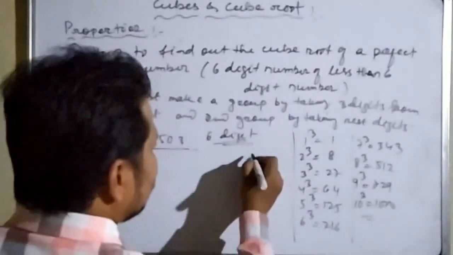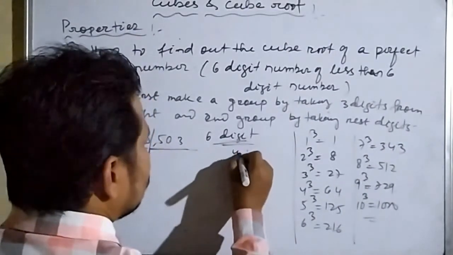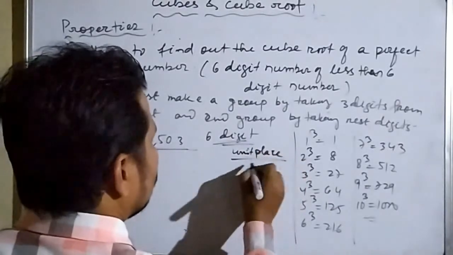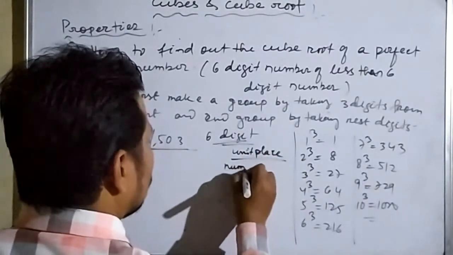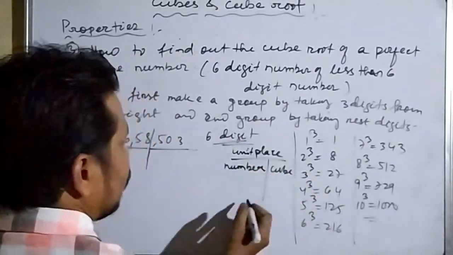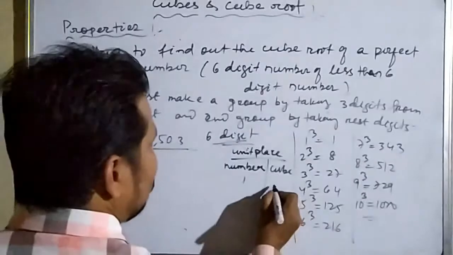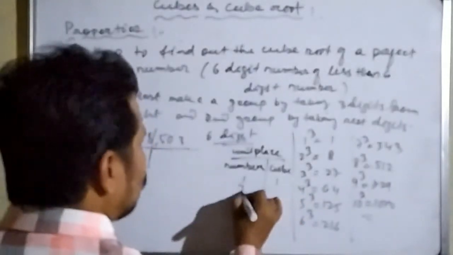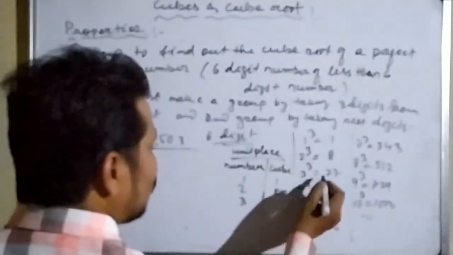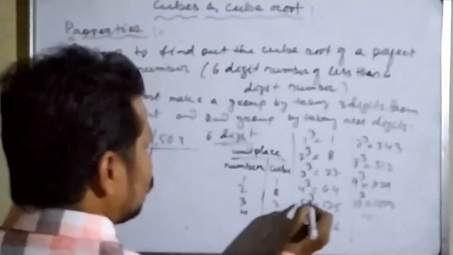Here we can see the unit place of the number and its cube. Here the number is 1, the unit place will be 1. For 2, the unit place will be 8. For 3, the unit place will be 7. For 4, you can also see that.